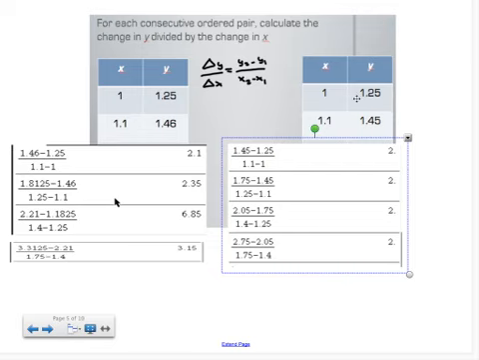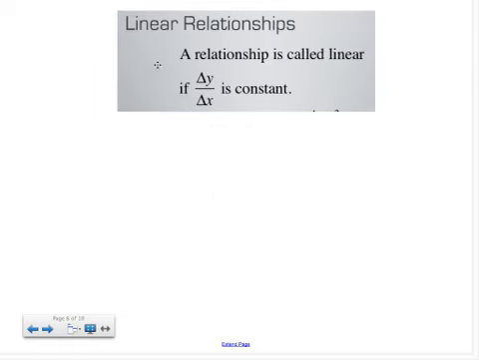This second set of x, y coordinates has a special relationship between x and y. It's called a linear relationship. So what is a linear relationship? Any relationship where the change in y divided by the change in x is constant, which means it doesn't change no matter what two points we choose to use.